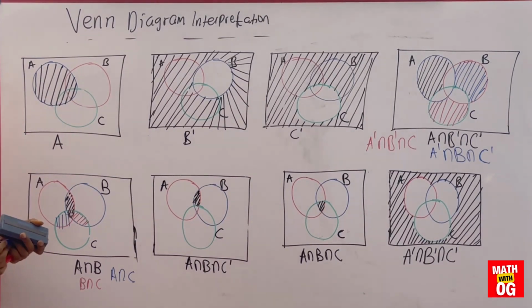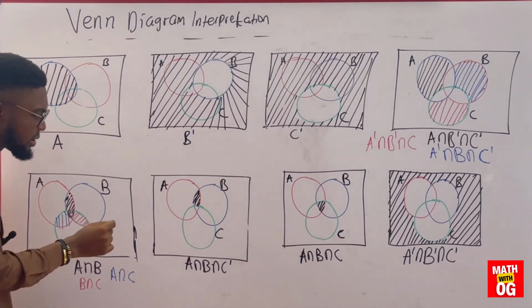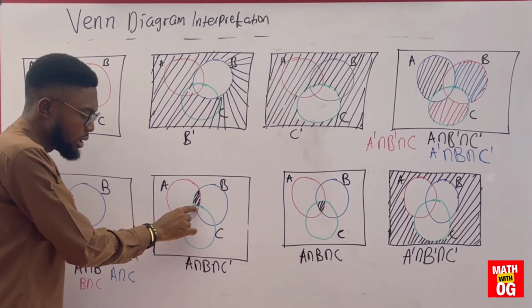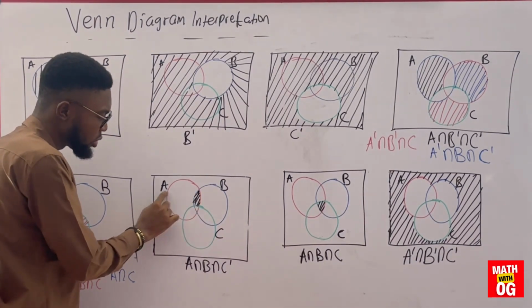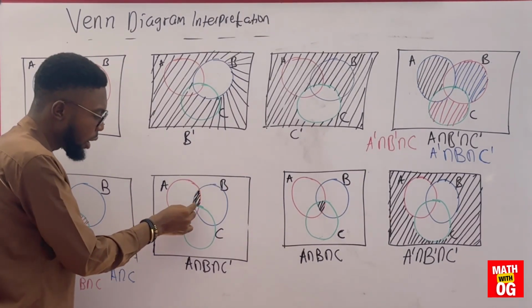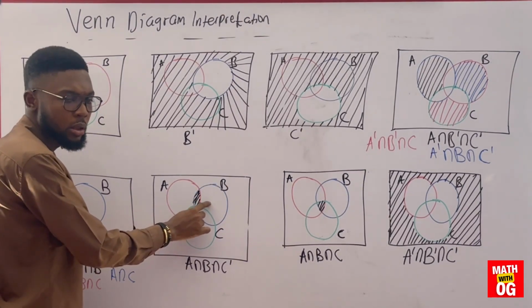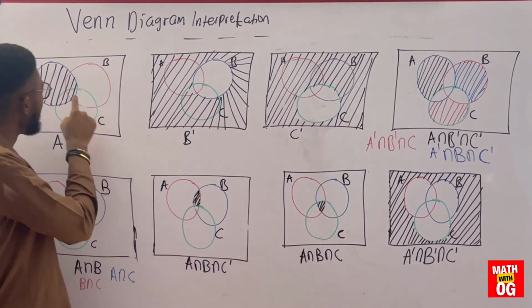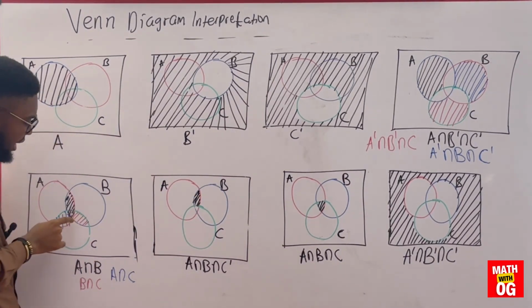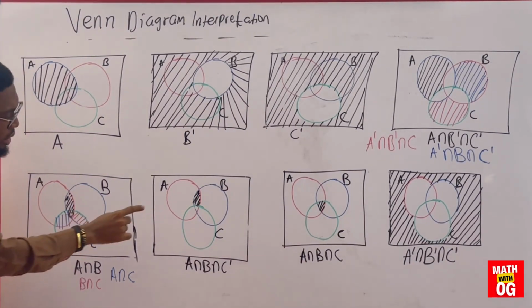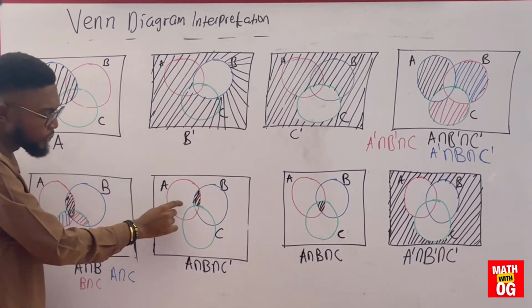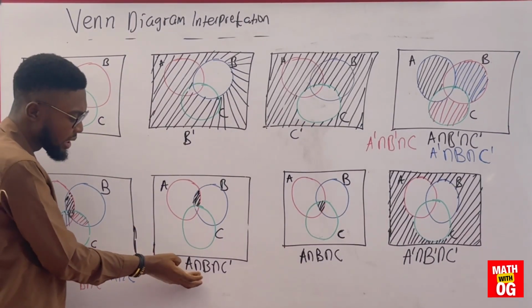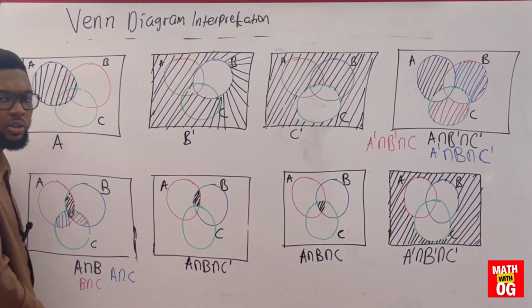Now let's move on to this Venn diagram. You can see that in this case we are not shading A intersection B intersection C. That means what is common to A, B and C. However, we are just shading what is common to A and B only. We are avoiding what is common to C. So this is A and B only. This is A only. This guy here is A and B only, because we are not adding what is common to C. So this is simply A intersection B intersection C complement.